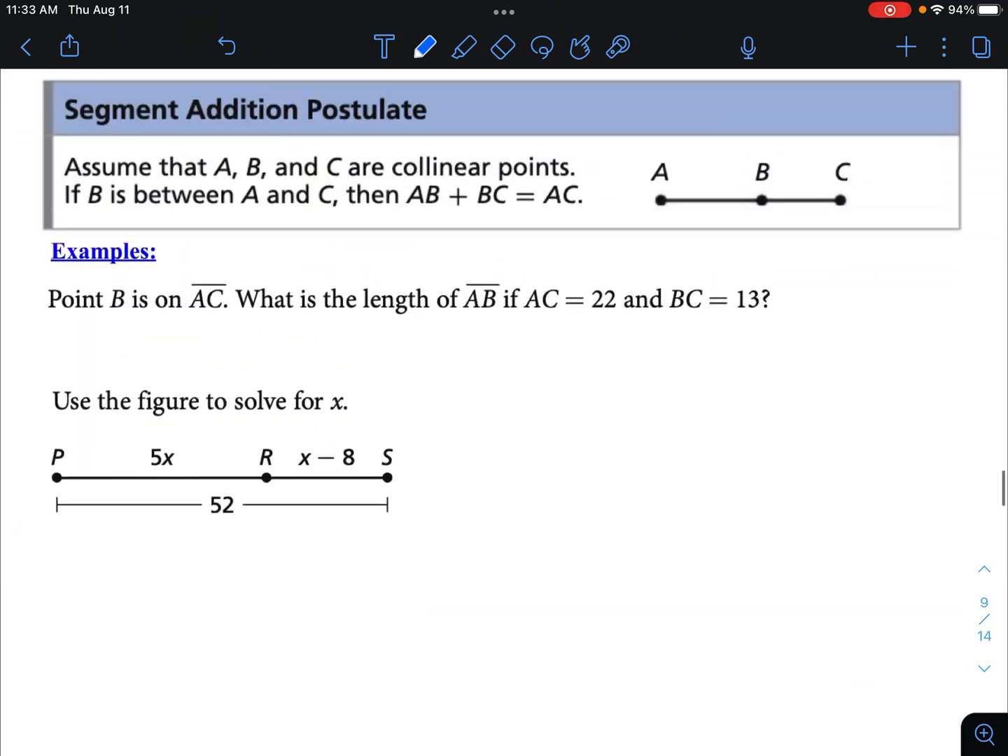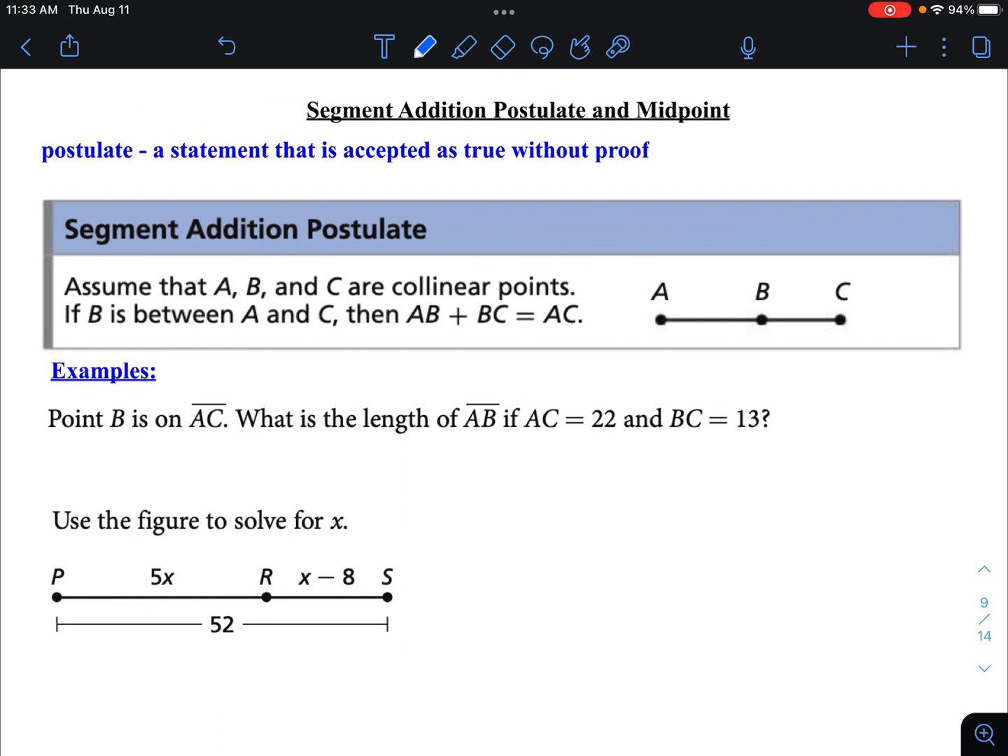Same thing here when we talk about the segment addition postulate, which says that if A, B, and C are collinear points, meaning they're on the same line, and B is between A and C. By the way, I'm going to add a little extra thing here. If you ever see the word between, that's literally telling you that they are collinear. And if B is between A and C, then you could say AB, this section, plus BC, this section, equals the entire length AC. And that's the segment addition postulate. Again, pretty common sense there.